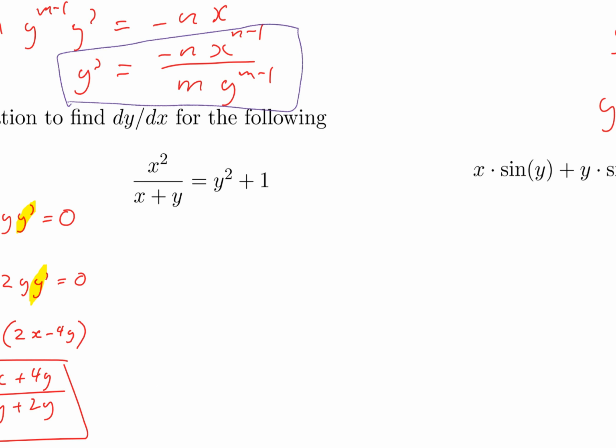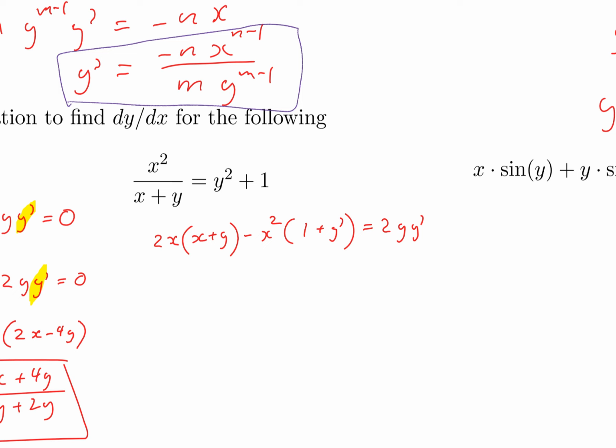Alright, now we do the next one, and you see that right there that's going to be an example of the quotient rule. And so take the derivative of the top, that's 2x, and then we multiply that by the bottom here, like so, and then we subtract the top times the derivative of the bottom here. And so that's going to be 1 plus y prime. Okay, and then on the right hand side we've got 2y y prime, and then of course the derivative of 1 is simply 0.